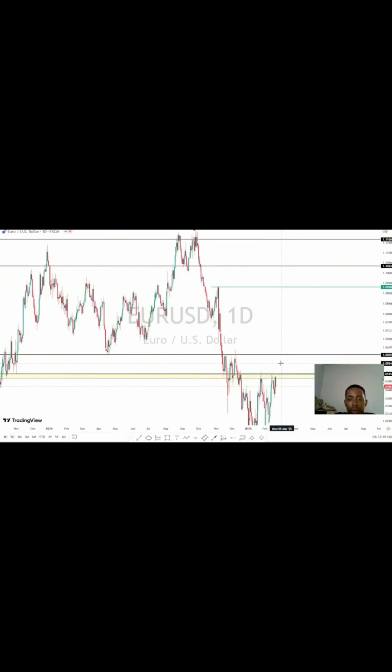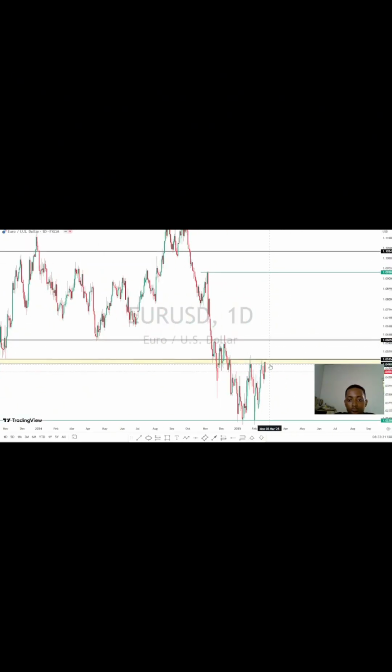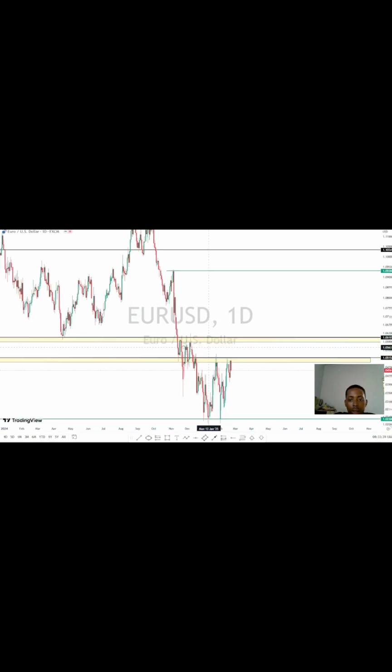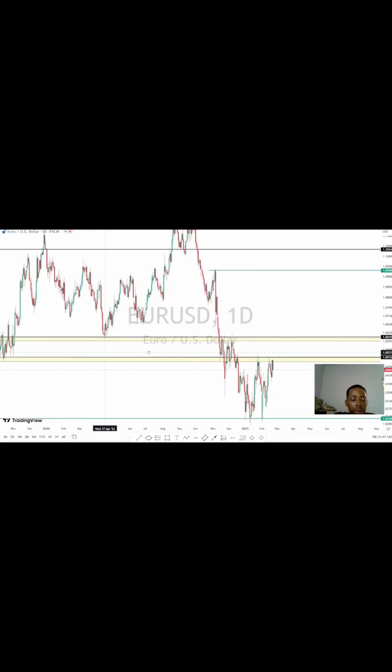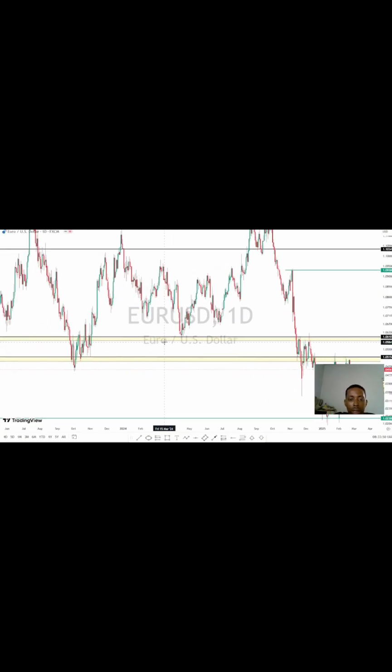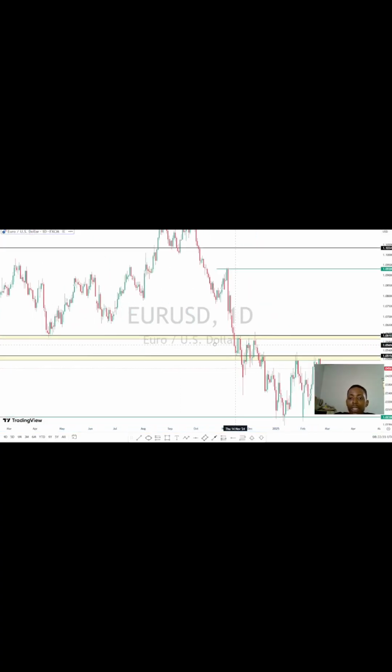I have to clone this level, and also this level. Let me readjust it to the upside. This level. These are my two major. Let me reduce this a little bit. At least let it fit in, because I don't like making it look so cloudy. I like making my chart clean.